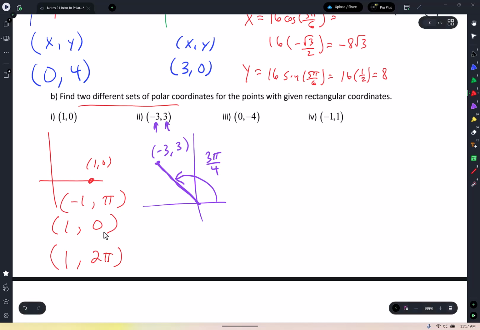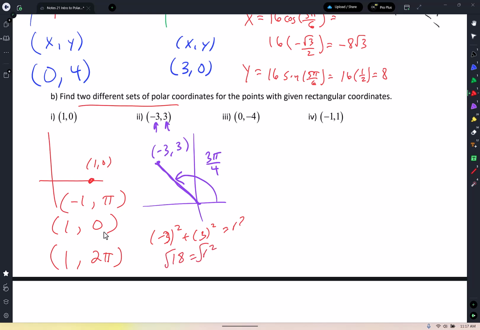So I need my r. So let's do x squared plus y squared. Negative 3 squared, that's a 3, plus 3 squared equals r squared. 9 plus 9, that's 18. 18 equals r squared. Square root, square root. The square root of 18 is the same thing as square root of 9 times square root of 2. 9 times 2 is 18, right? What's the square root of 9? So r equals 3 square root of 2.